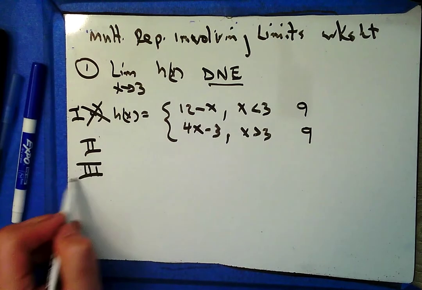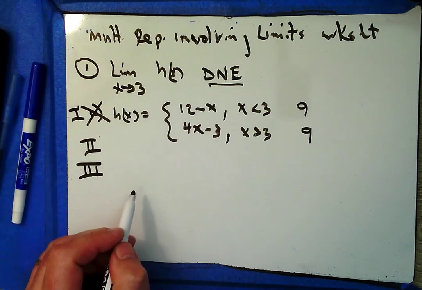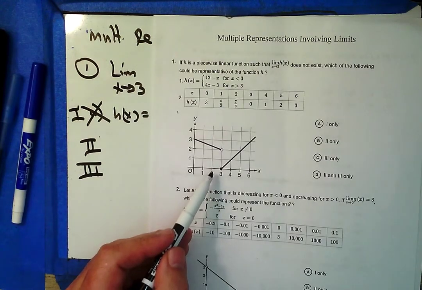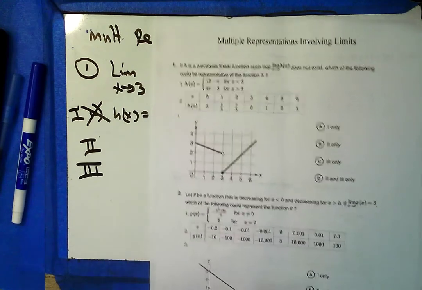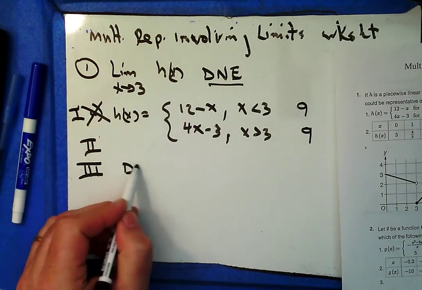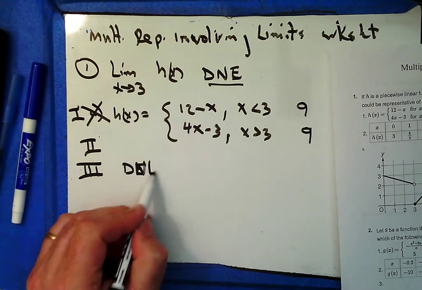3 is a picture, and I can clearly see from this picture that the limit of the function does not exist at that point. So I know that this is DNE.